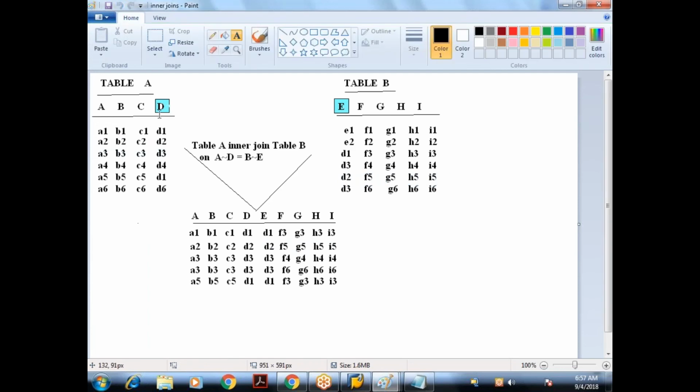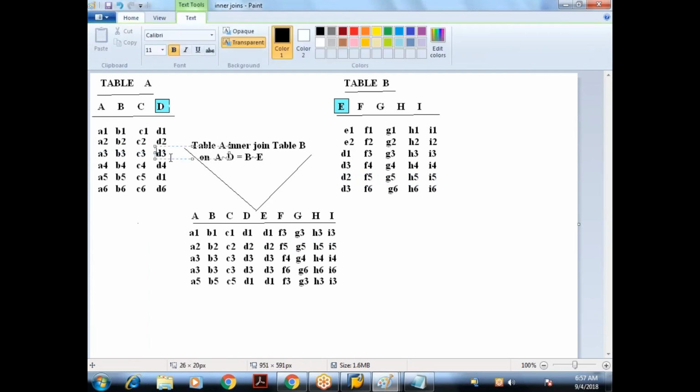What is the compared logically related field value? D3. Is D3 matching with any of the rows in the right hand side table? Yes, it is matching with the fourth row as well as the sixth row. So it will take two rows, one after the other. The first row is A3, B3, C3, D3. What is the first matching row? D3, F4, G4, H4, I4.